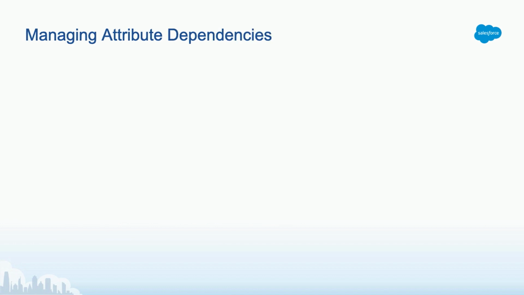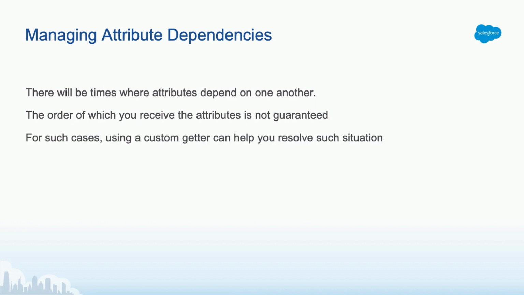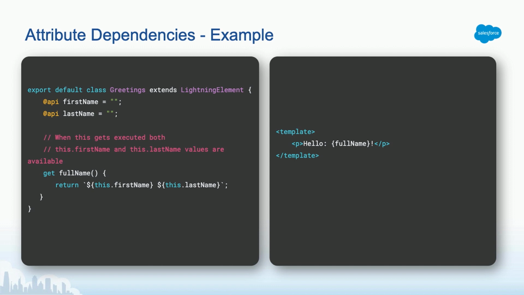Now, there will be times when an attribute depends on another, which is kind of tricky. And you don't have a way to know the order in which you're going to get those attributes. So a setter might require another value from another setter, and it's just weird. So the way to avoid this is you have a custom getter. So when you have a custom getter like this, now when that gets called, you're guaranteed that those two values are going to exist. They're going to have something in it. So our greetings component now is going to be able to display a full name.